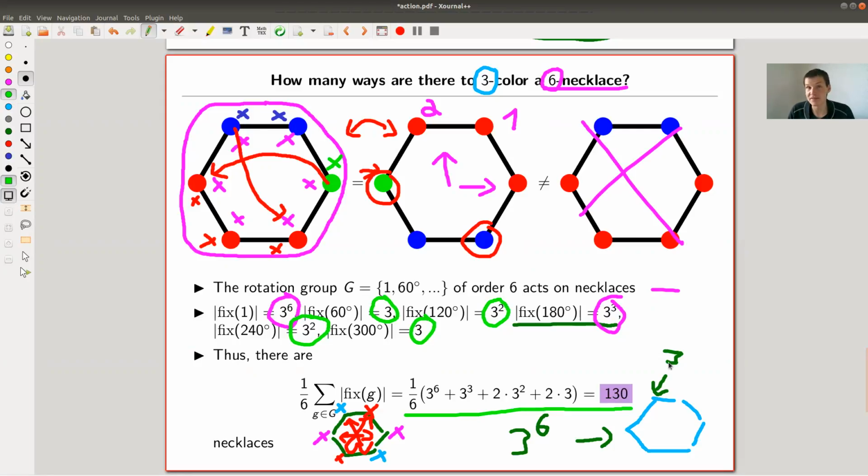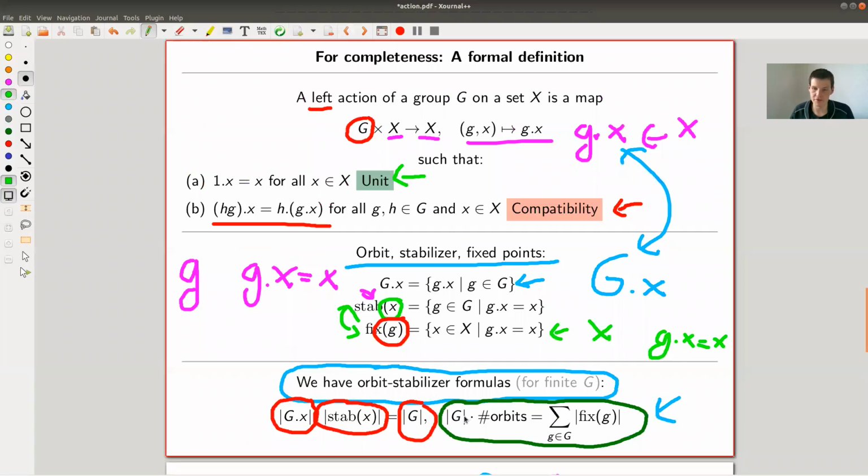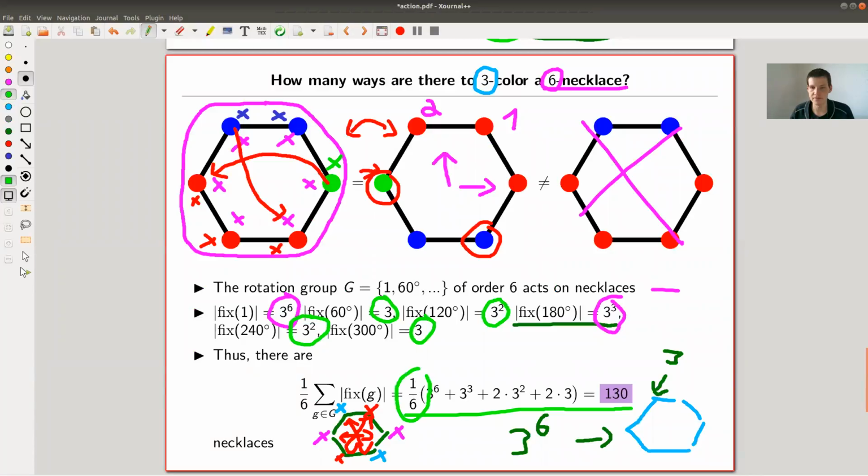The number of orbits is exactly, I just rewrote the formula: the number of orbits times the order is the sum of the fixed points. So if I want to know the number of orbits, I divide by the order. That's what I did here. So here's 1 over g, and these are the fixed points that I just computed. I just add them up, and this gives the number of orbits, which is a much faster way than writing down all 3 to the 6 colorings.